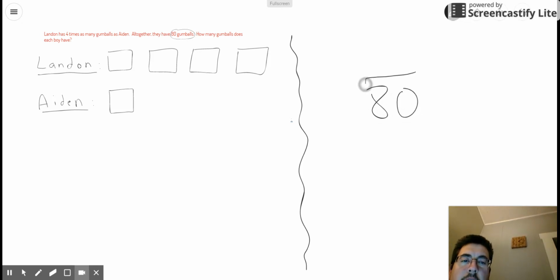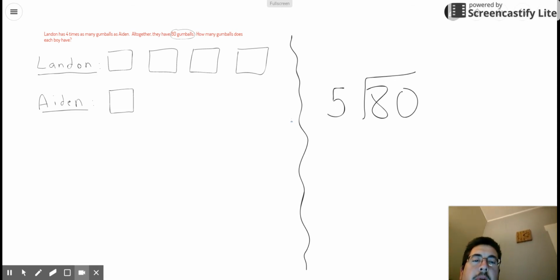So here's the 80, and we're going to divide it by what? Well, we have a total of 1, 2, 3, 4, 5 boxes or bars. So I'm going to divide 80 by 5. So let's go ahead and do that. Remember, you can use partial quotients or you can use long division. If you do use long division, you may want to write multiples of 5 out. And then follow the dirty monkeys smell completely bad.